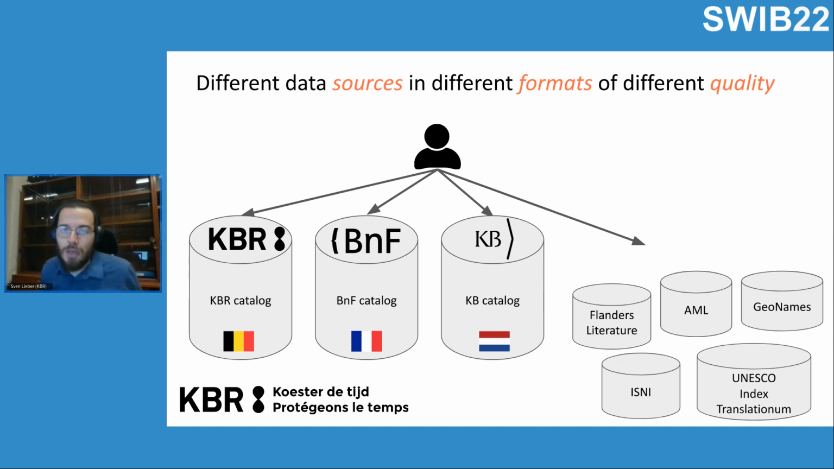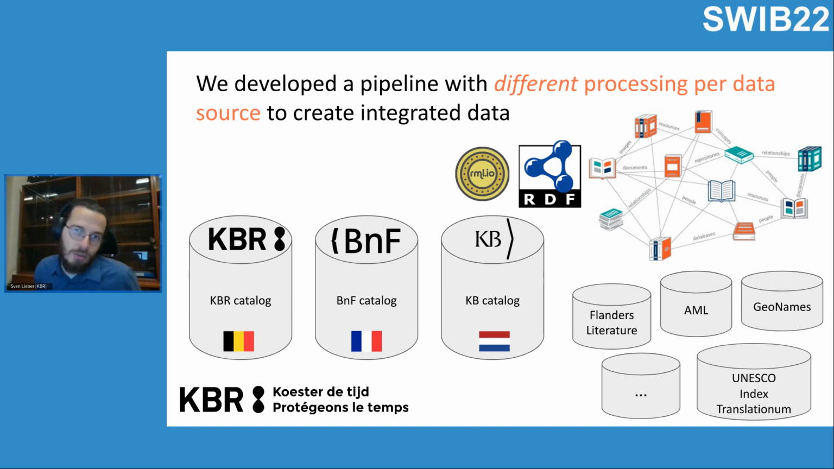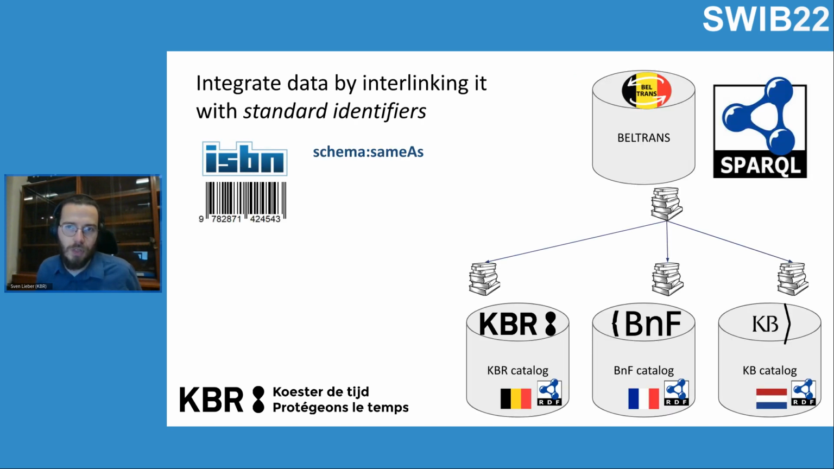And that means that in the end, we have many different data sources, maybe all in different formats and with different quality. So what we basically did is we developed an automatic pipeline with different pre-processing per data source. For instance, a data source like the KBR record in MARC, where we use then the RDF mapping language RML to create RDF out of it. Other data sources might already provide RDF, which we have then to post-process in different ways. And then we would like to integrate all together in linked data so we can ask more sophisticated questions via SPARQL, for instance.